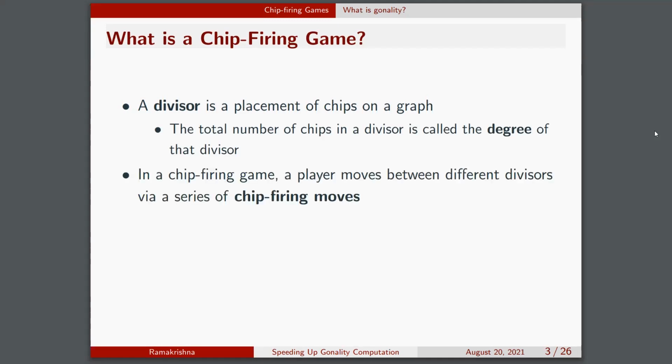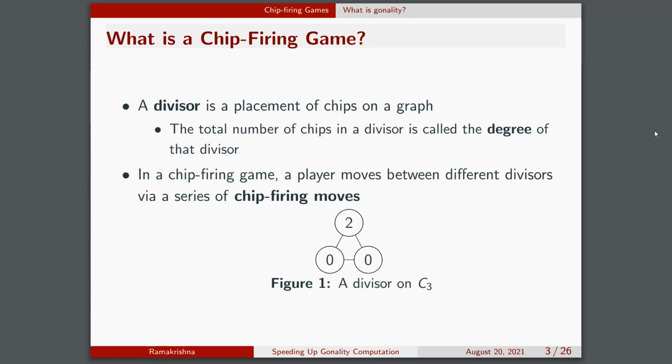In a chip firing game, a player is going to move between different divisors via a series of what are called chip firing moves. Essentially, what happens in a chip firing move is you select a vertex or a set of vertices, and then along each edge connected to that vertex or set of vertices, you send one chip to the neighbor.